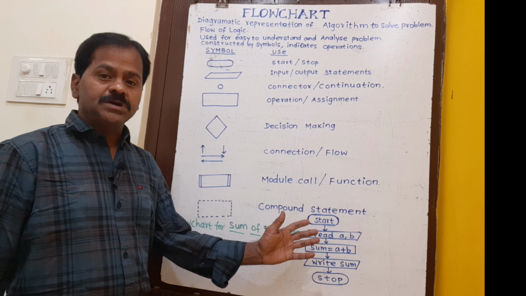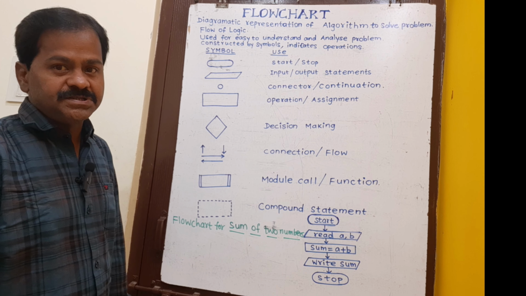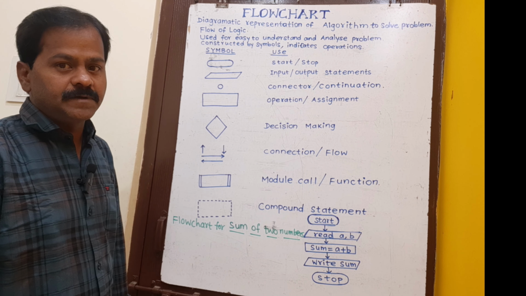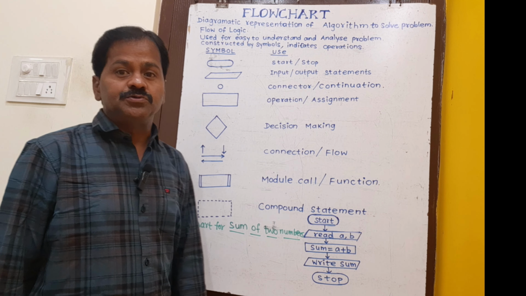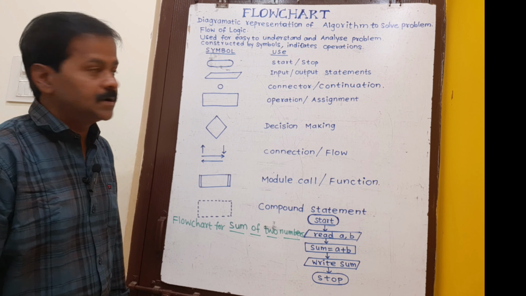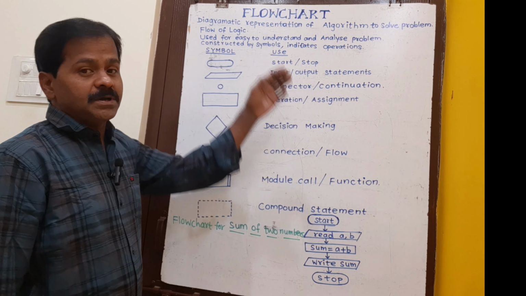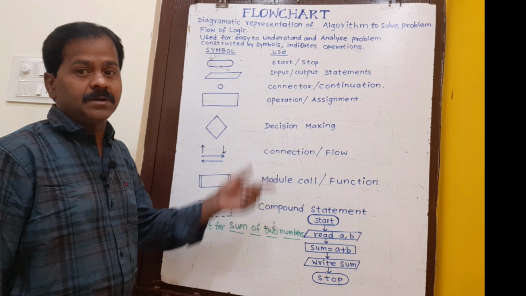Here, why do we use the flowchart? For easy understanding and to easily analyze the problem. We can easily understand the particular problem. A flowchart is used to solve a problem. For that purpose, we draw the flowchart. Next, a flowchart is constructed with symbols. Each symbol is used for a particular operation.